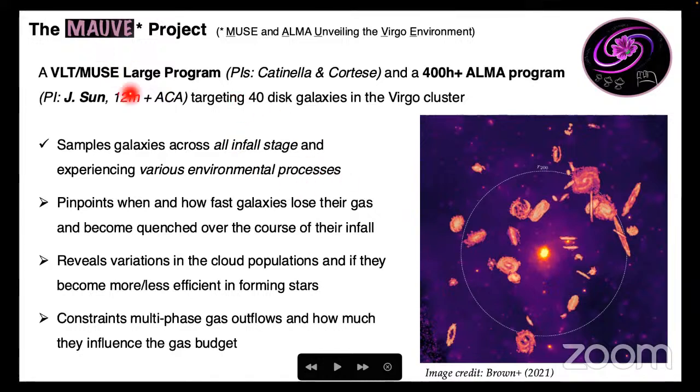For this sample, we have deliberately selected galaxies that are at different stages of the inflow. Some just falling into the cluster, some have passed the first pericenter passage, and some have been in the cluster for a long time. By combining the MUSE and ALMA observations, we're hoping to figure out when and how fast these galaxies lose their gas and become quenched. We want to figure out whether there are any variations in the cloud population that actually make them more or less efficient in forming stars over the course. And finally, we want to constrain the multi-phase gas outflows and how much they actually influence the gas budget. This is a very, very young collaboration, and both programs are still collecting data.